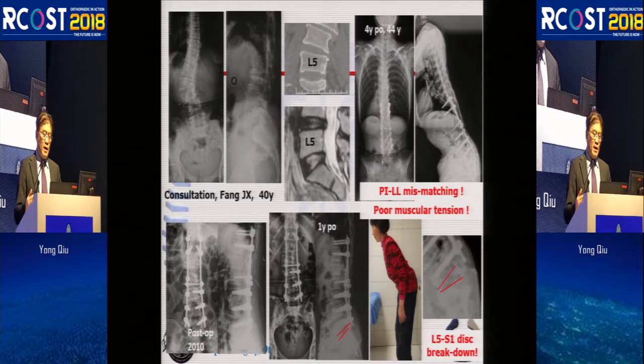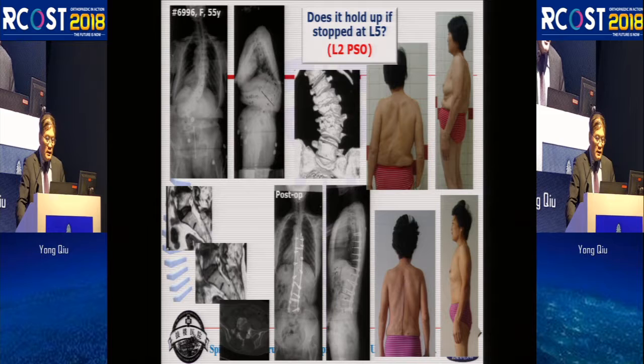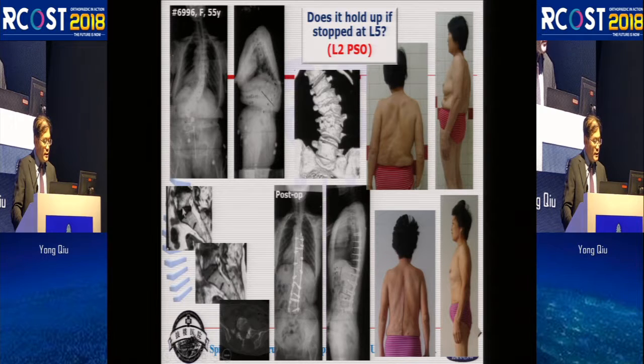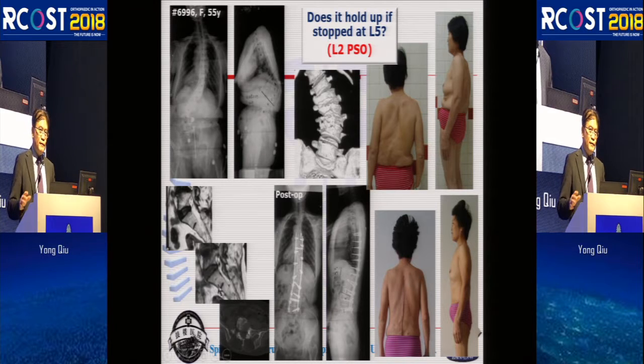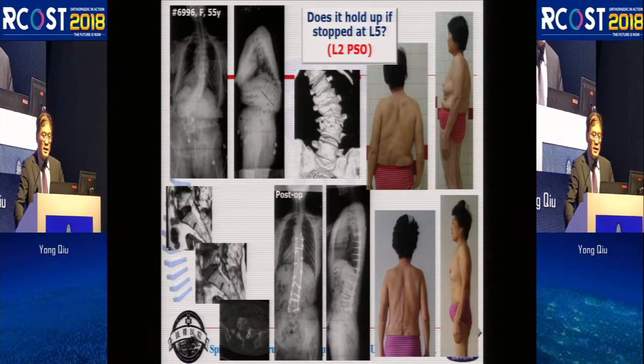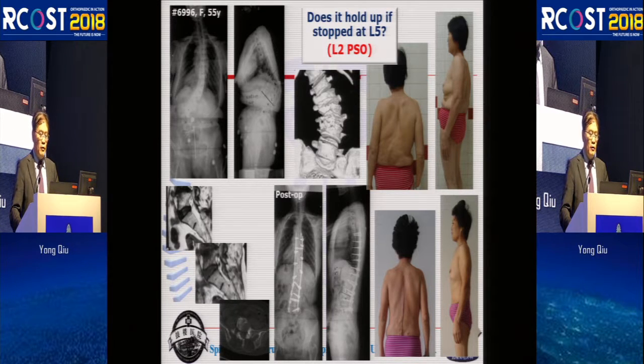So the tension band of the spine is very, very weak. So if you stop at L5, the muscles around the spine are not strong enough to hold the spine. And this is degenerative scoliosis with a healthy L5-S1 disc. Because now many surgeons and many studies say if the L5-S1 disc remains healthy, you can stop at L5. Many surgeons use this criterion as a guideline to decide when to stop at L5 or S1.